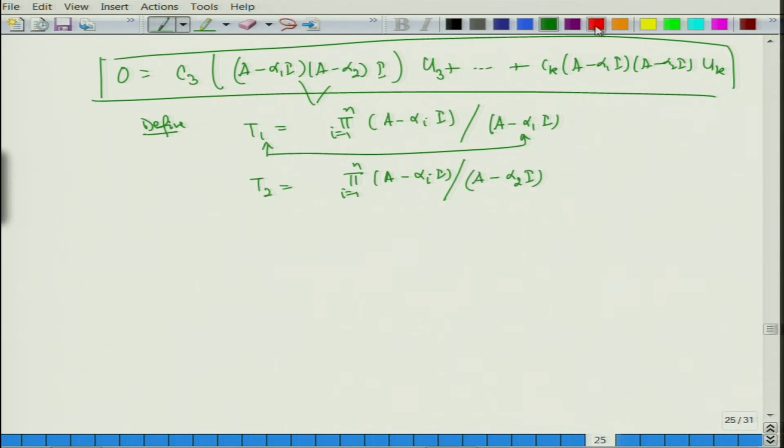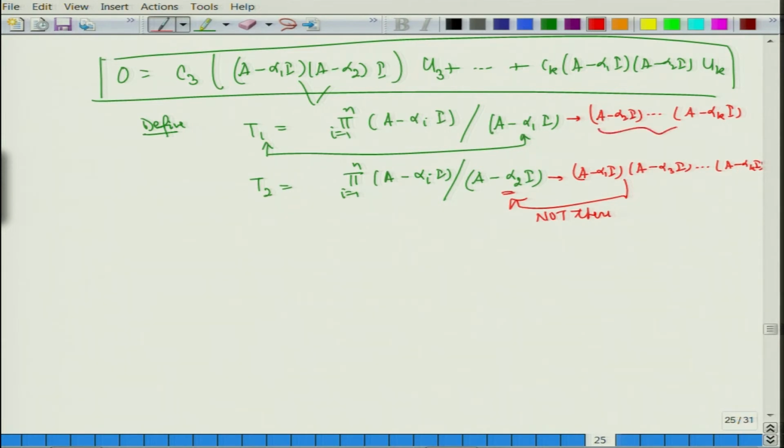So, if I look at this, what I am trying to say is that this corresponds to looking at A minus alpha 2I so on till A minus alpha k of I. This corresponds to looking at A minus alpha 1 of I, then A minus alpha 3 of I, alpha 2 of I is lost here, not there, and then I am going all the way to A minus alpha k of I, fine. And what we know is that these matrices commute, because I am just multiplying A with identity, so they commute.